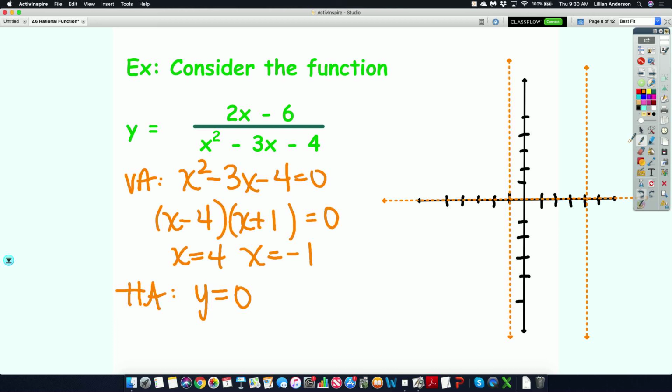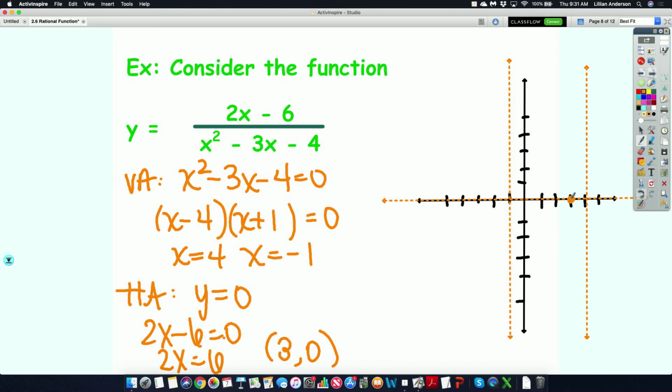Let's find an x-intercept. I want to set the numerator equal to 0. X equals 3, so it's going to be the coordinate 3, 0. And as you can see, 3, 0, yes, it is on that horizontal asymptote. Remember, you can cross over a horizontal asymptote. It's the vertical ones that you can't cross over. And this just so happens to be one of those that it does cross over.